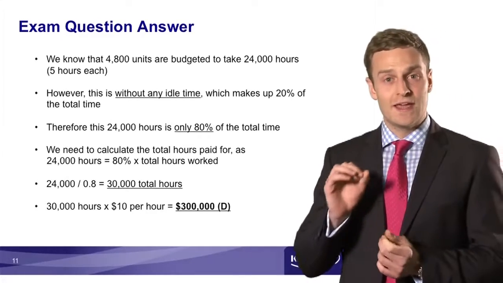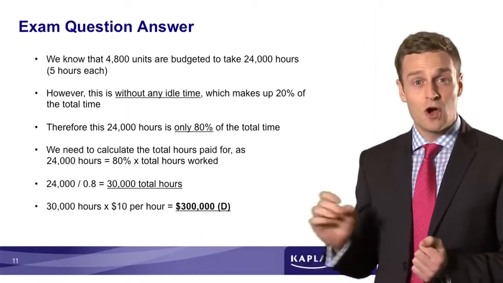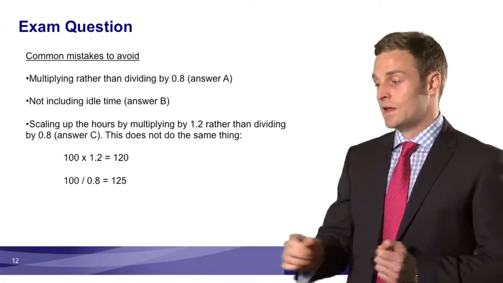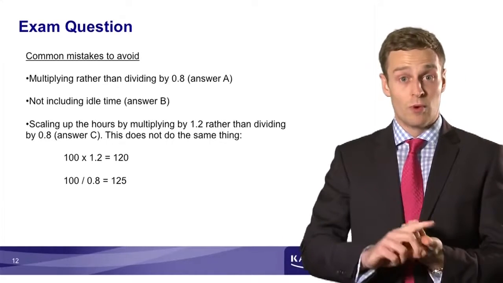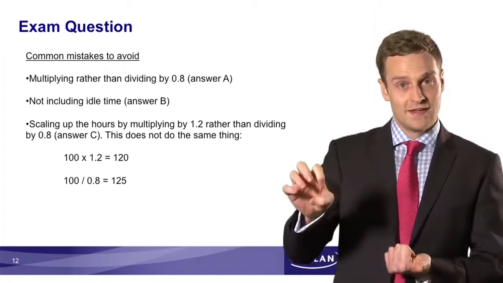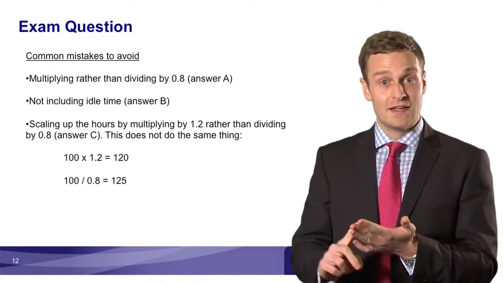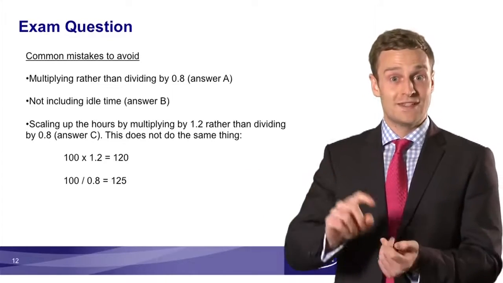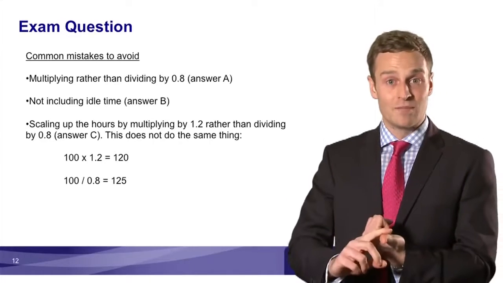Now, a lot of students didn't get answer D for a variety of reasons. We'll look at some of those reasons now, so common mistakes that you need to avoid if you see a similar question in the future. A lot of students multiplied rather than divided by 0.8, which would give you answer A. The examiner doesn't just pick random answers for A, B, C and D. The other answers are being calculated so that if you do make a mistake, the option is still there. So you need to be careful of that. So A is multiplying rather than dividing by 0.8.